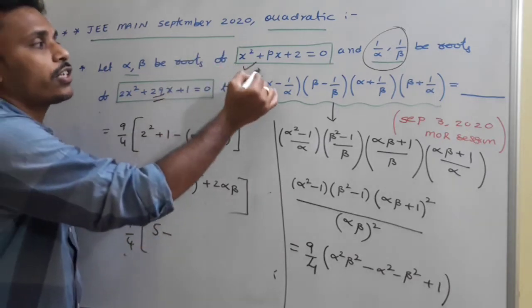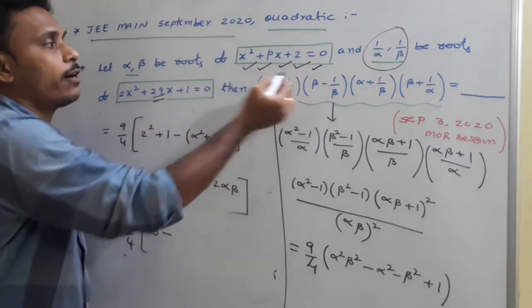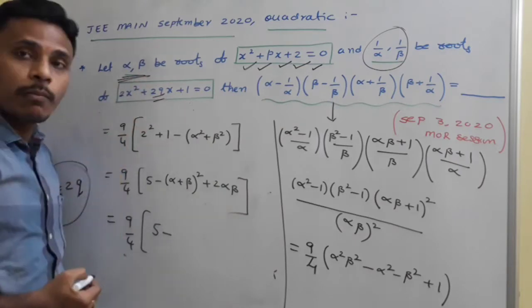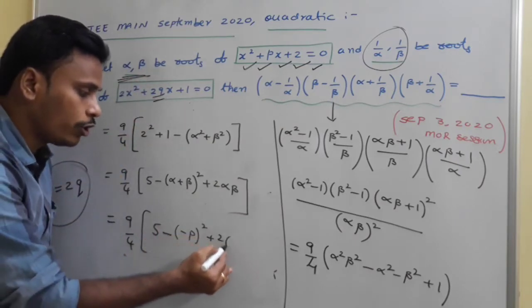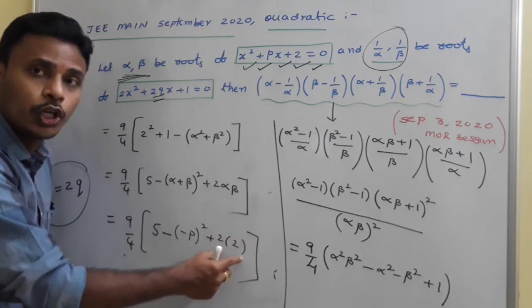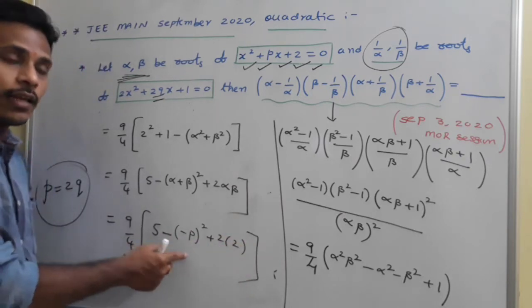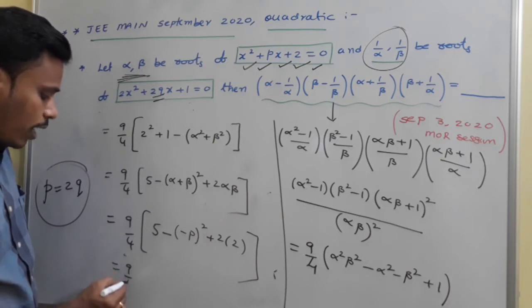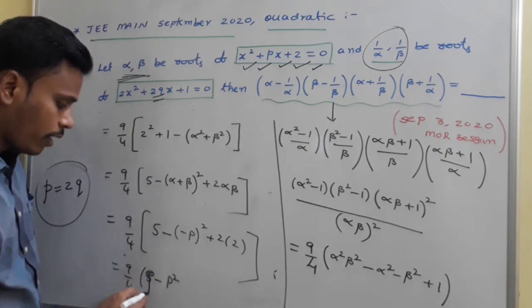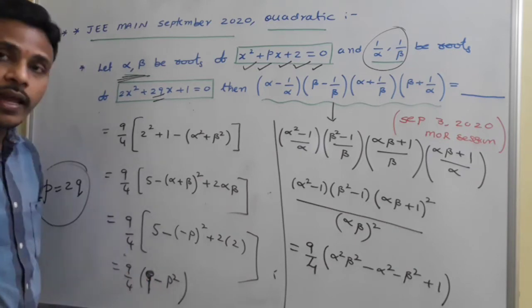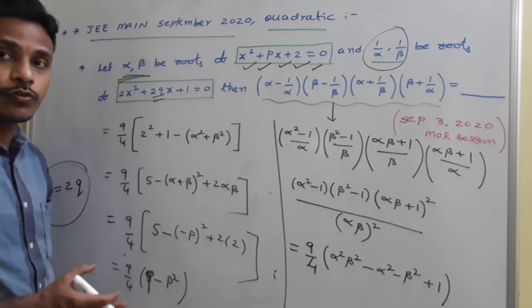See, for this equation, the roots are alpha and beta as they given. Okay. So sum of the roots is minus p. So minus p square plus 2 into 2 again. Yeah, 2 into 2 is 4 plus 5 is 9 minus p square. So at the end your answer is 9 by 4 into, see, not 5, 9 minus p square. 9 by 4 into 9 minus p square.